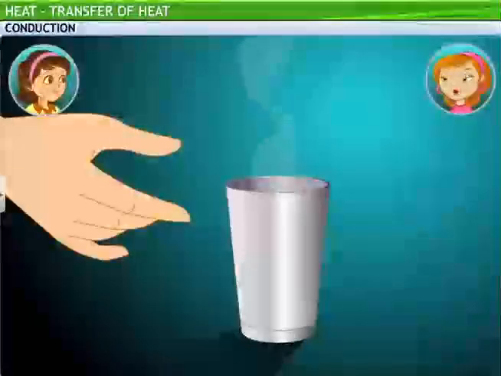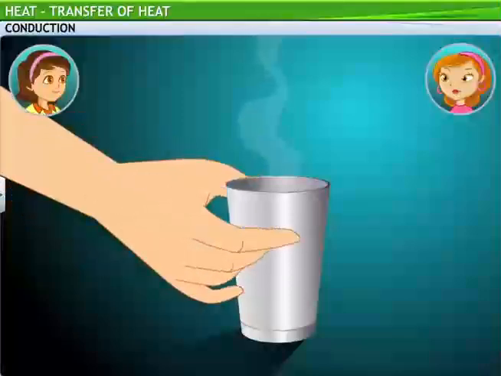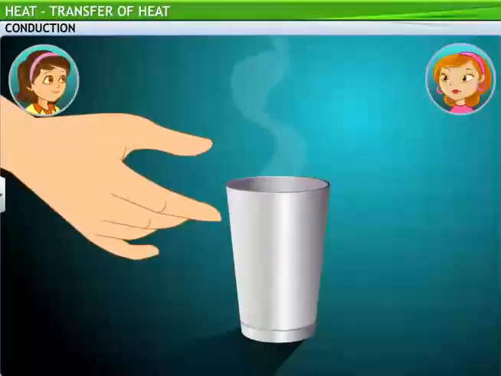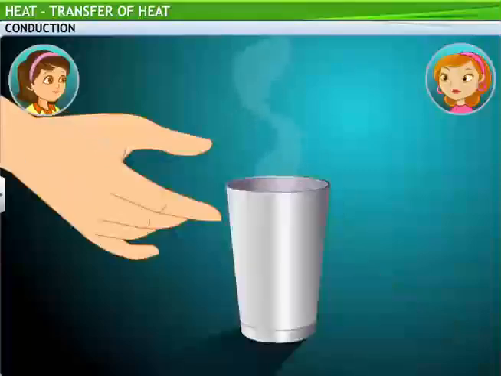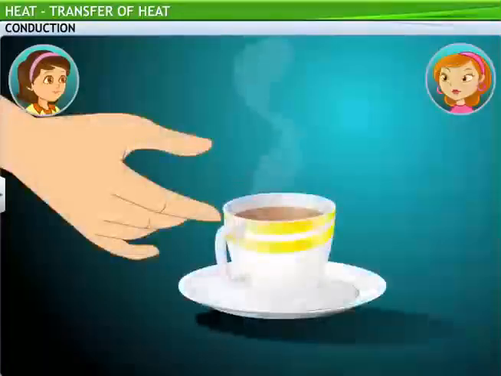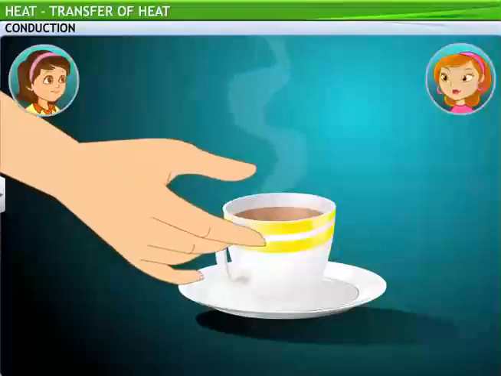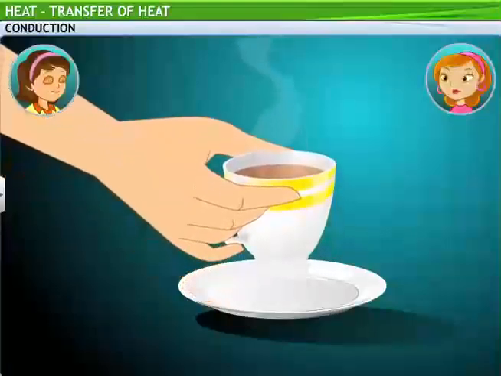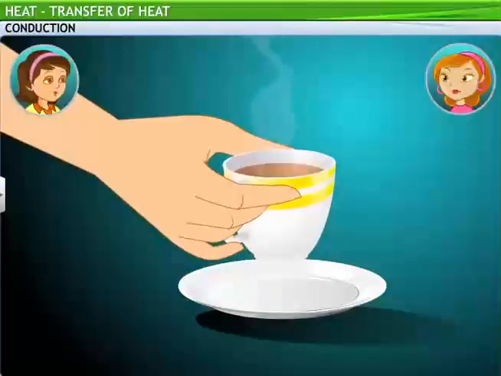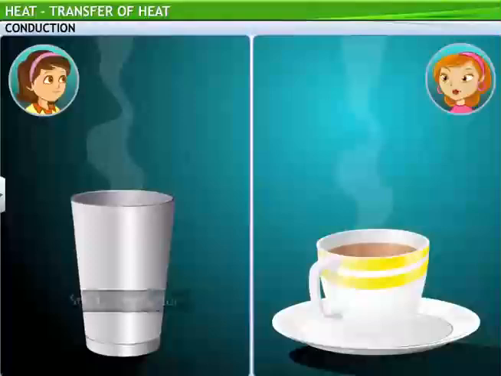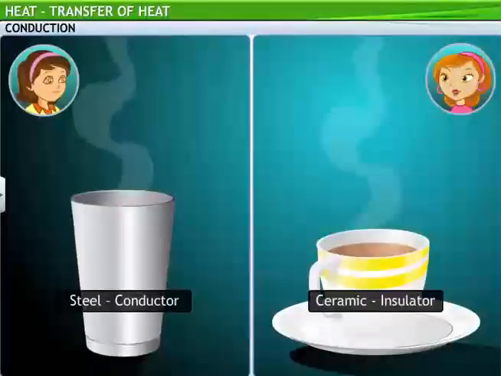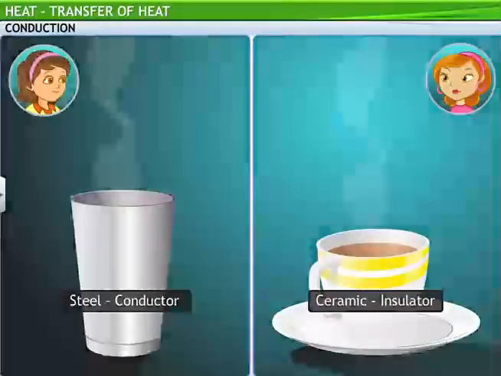Try holding this tumbler with tea in it. Feels hot, doesn't it? Yeah, it's difficult to hold. Here, I pour the tea in a ceramic cup. It's easier to hold now, right? You're right. Is it because ceramic is an insulator? Correct. It is because steel is a conductor and ceramic is an insulator of heat.